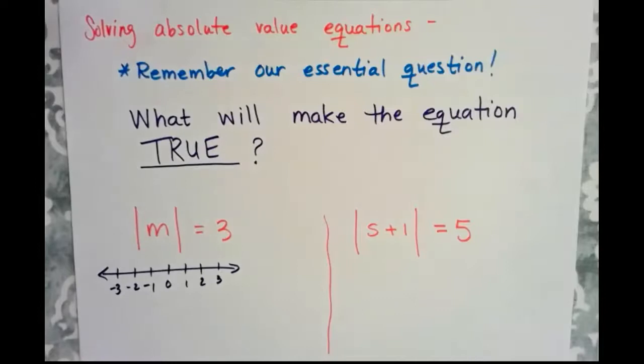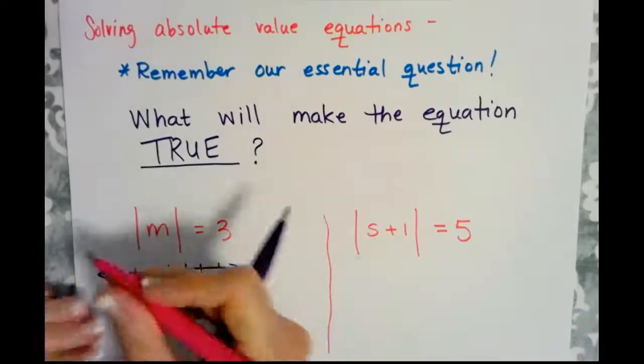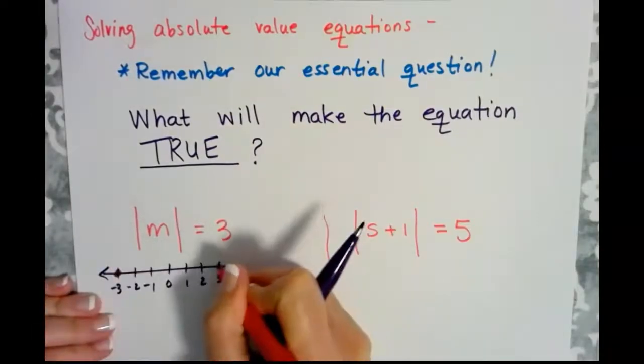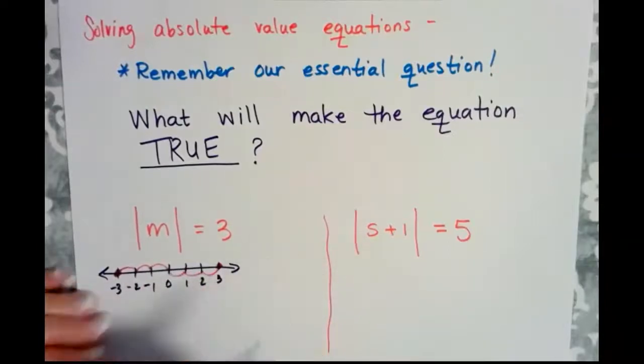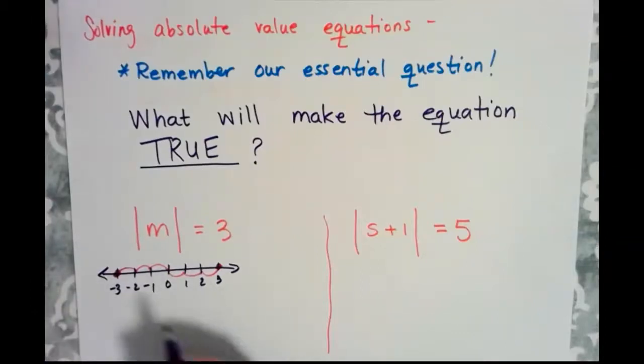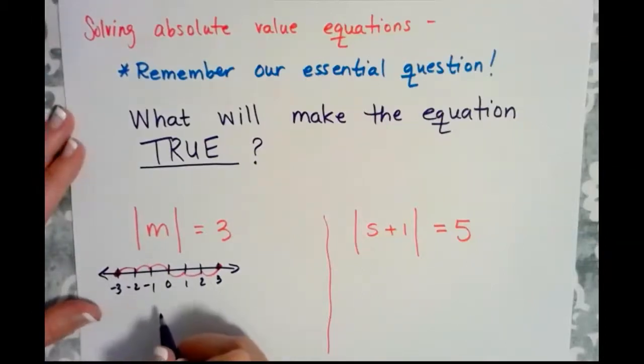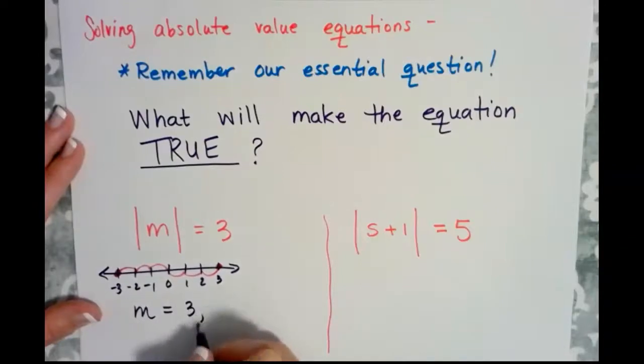There's 2 answers because there are 2 numbers, -3 and +3, that are 1, 2, 3 units from 0. So we're anticipating getting 2 answers on many of these problems. M is +3 or -3. That is our solution set.